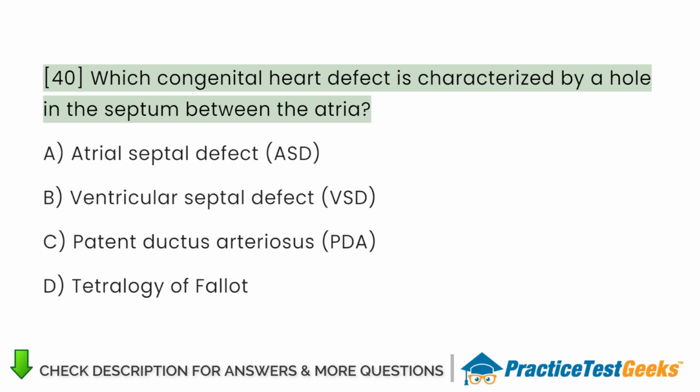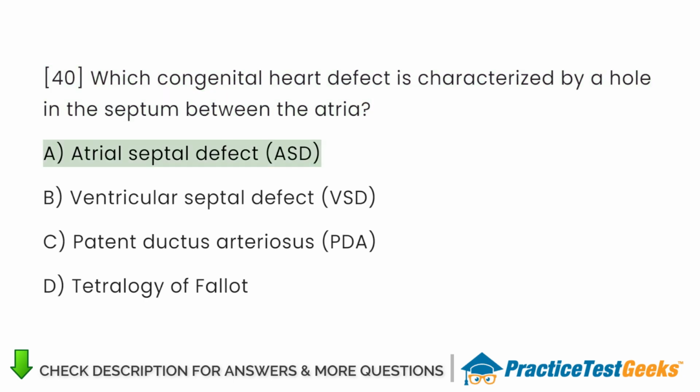Which congenital heart defect is characterized by a hole in the septum between the atria? A. Atrial septal defect, ASD. B. Ventricular septal defect, VSD. C. Patent ductus arteriosus, PDA. D. Tetralogy of Fallot.